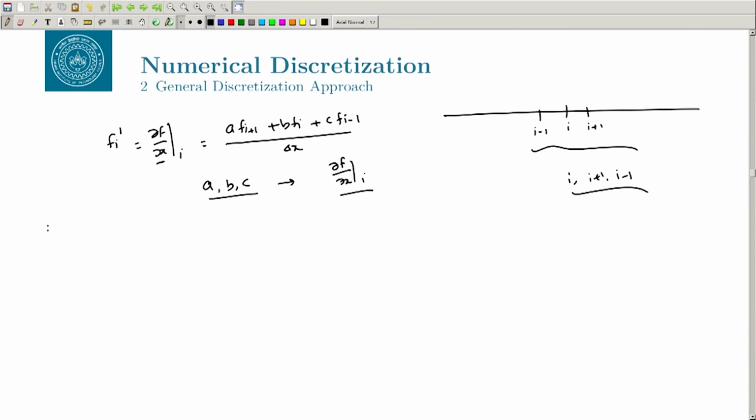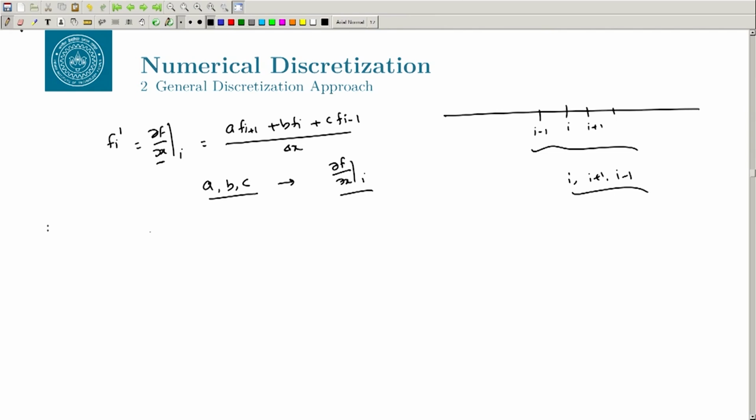Let us say you have more points, say you want to take i plus 2 also. You might want to add D f(i+2), and then you have to find A, B, C and D, all of these. So, right now we are just finding A, B and C.